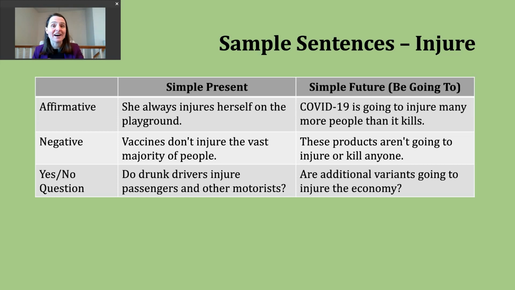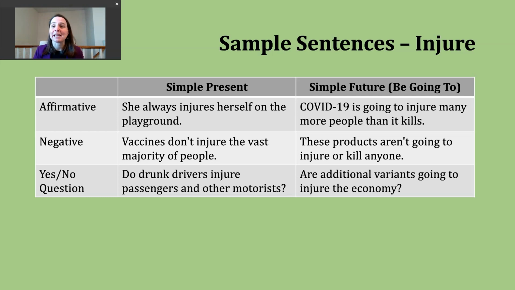And so that's how the doctors are making this conclusion, right? They're going to be suffering this physical harm in greater numbers than those that have unfortunately died as a result. If you want to make a negative simple future sentence, again, we need a present form of be, then we're going to use not, then going to, and our base verb. Here's another example sentence. These products aren't going to injure or kill anyone. So again, someone might be using this form to make a bit of a promise or prediction, and that's why they're using the future here.